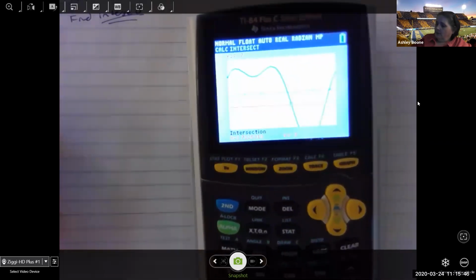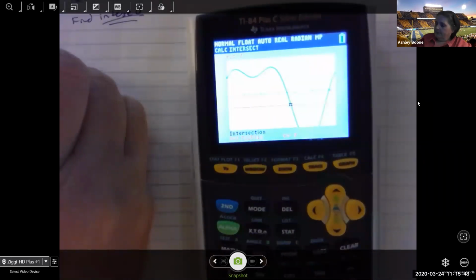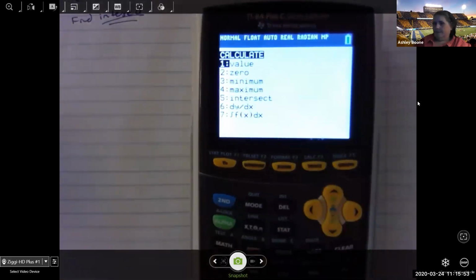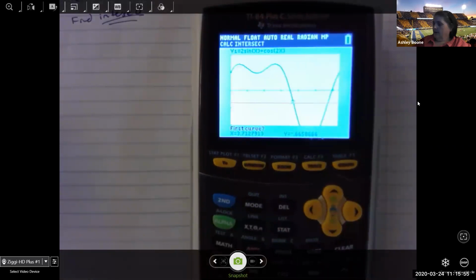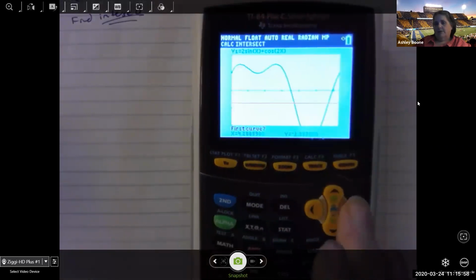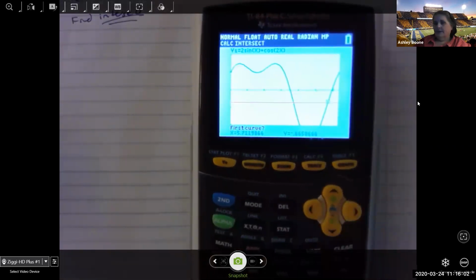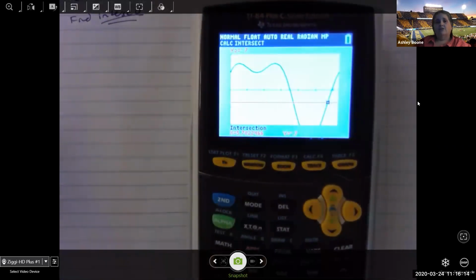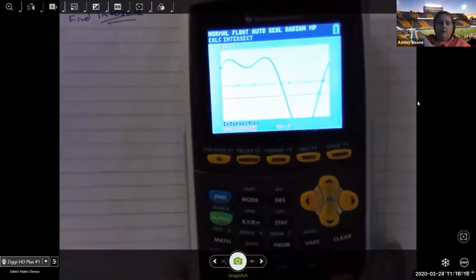I'm going to jot that down. We do it again. I'm going to move the cursor closer to the other point of intersection, moving to the right. Hit enter 3 times. And we get 5.7022, and so on. That's how you can use your calculator to do it. Now, bear with me while I adjust the camera again.